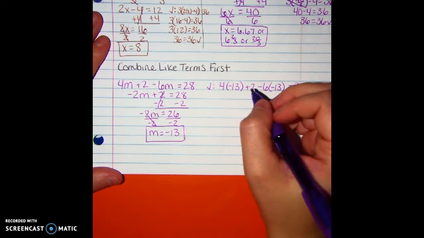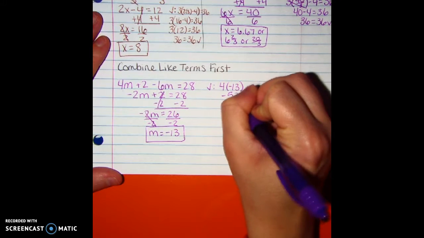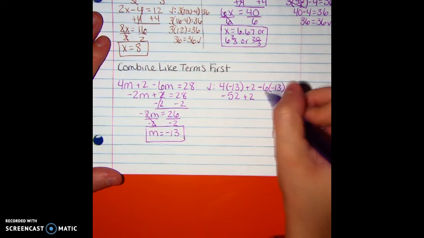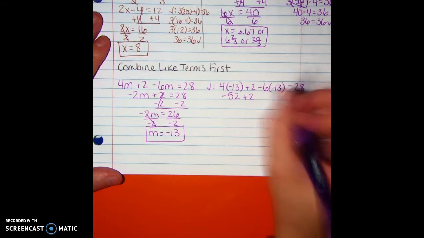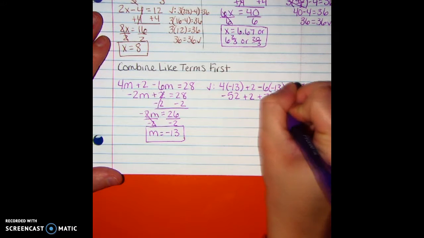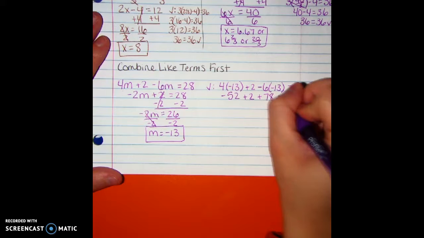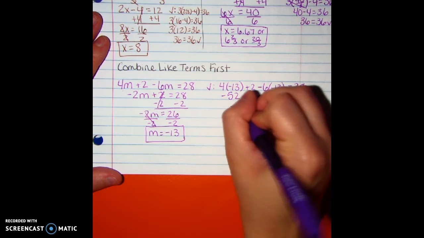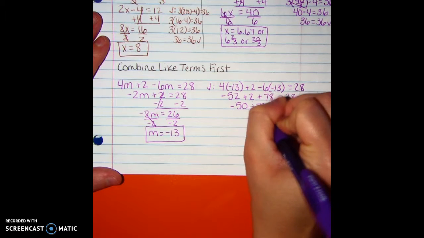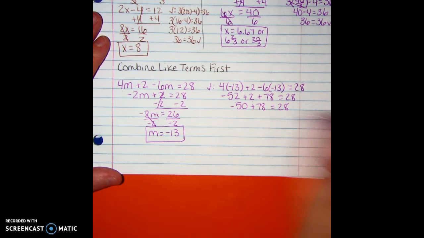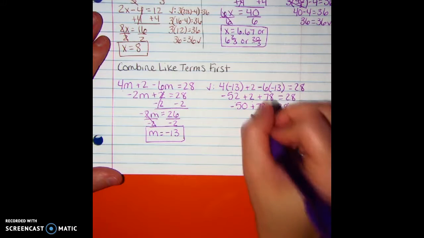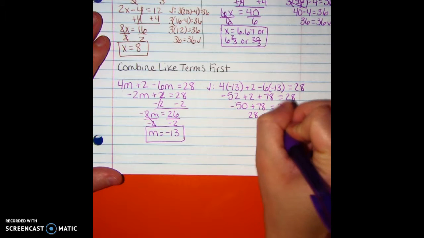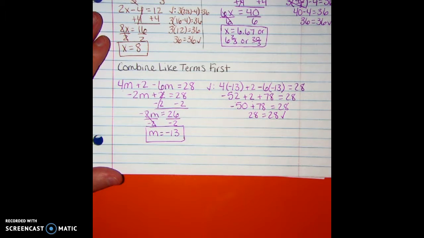So 4 times negative 13 is negative 52. And negative 6 times negative 13 makes a positive 78. Negative 52 plus 2 is a negative 50. And negative 50 plus 78 is a positive 28. So that is correct.